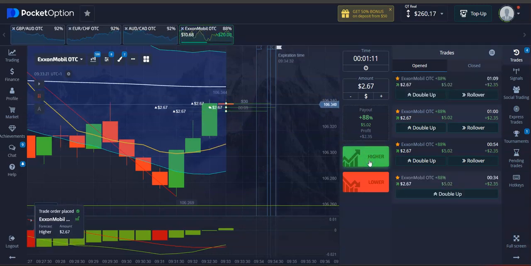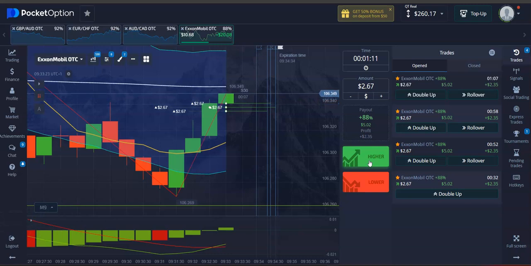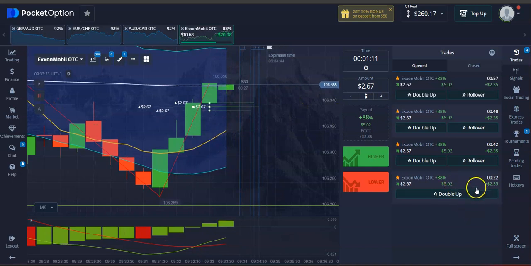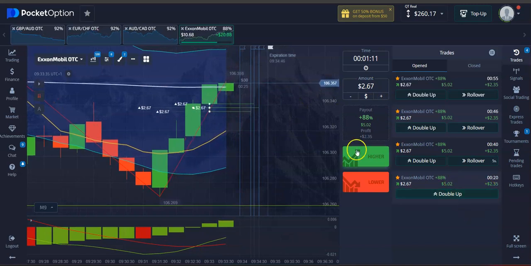Another one. Hopefully price will have a continuation to the upside, keep pumping so we can clear all these trades. So we got 4 trades going right now. So 20 seconds on the first trade.